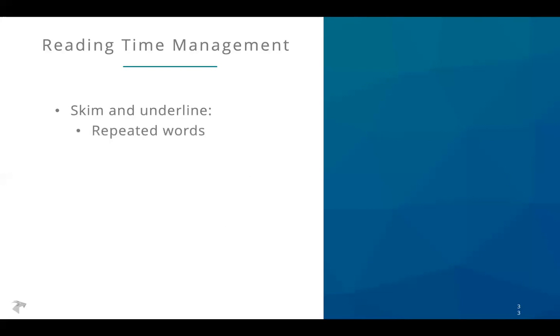Some things that are always good to look at are repeated words that you see and looking at first and last sentences. Of course, as you practice skimming effectively, in order for it to be effective, you don't want to be rushing too much. So you don't want to be moving so fast that you really have no idea what's happening in that section.